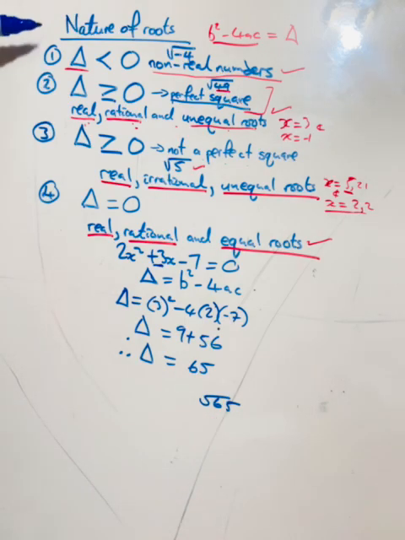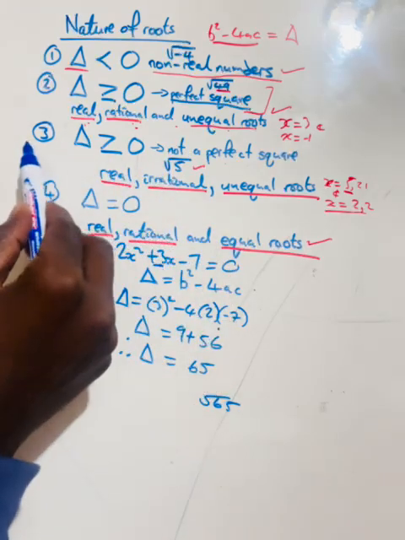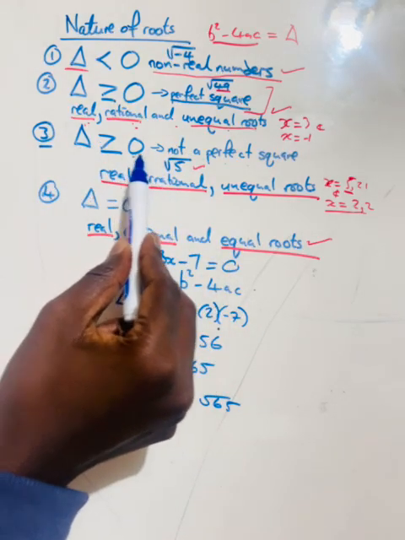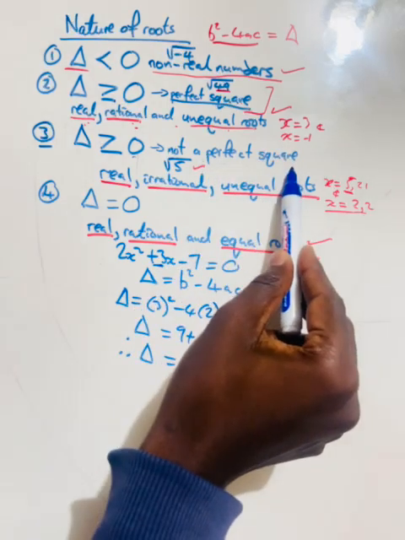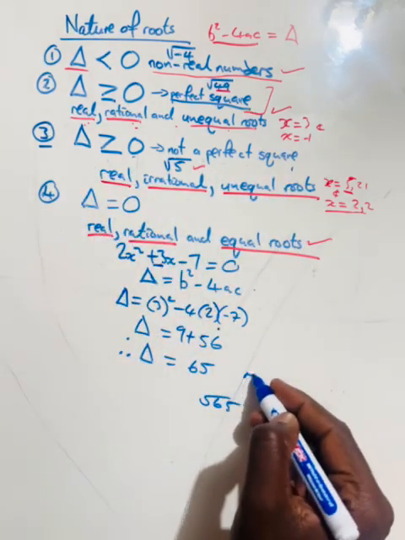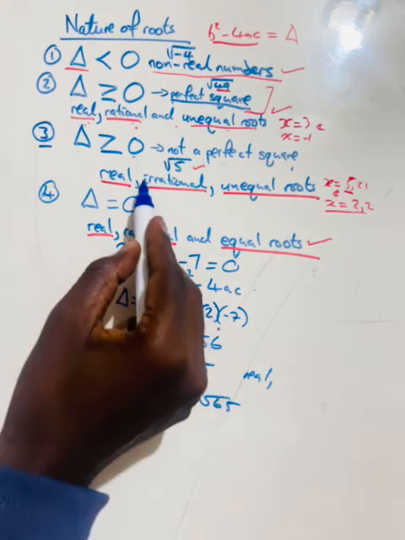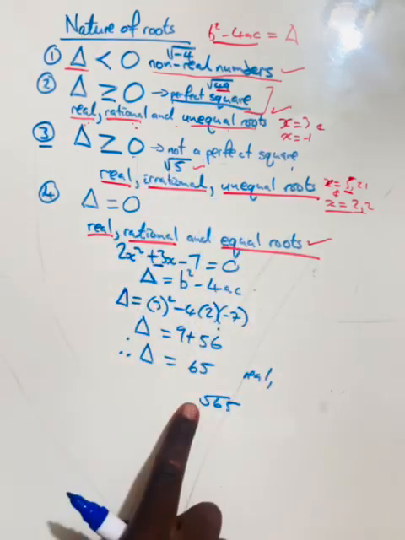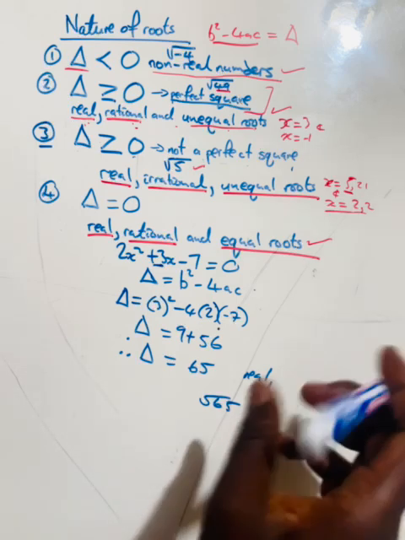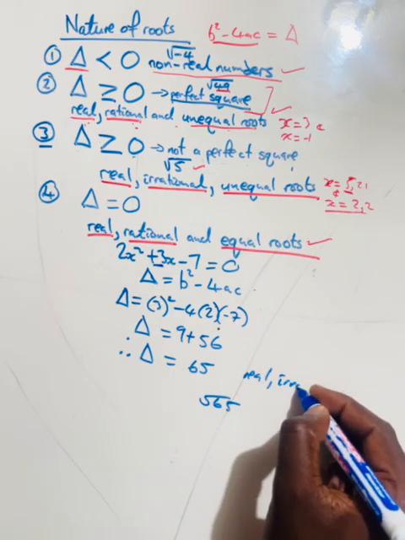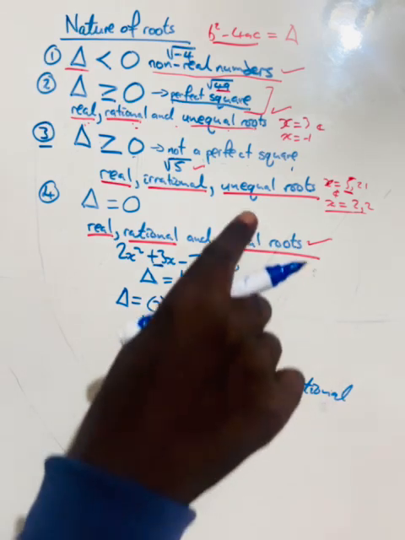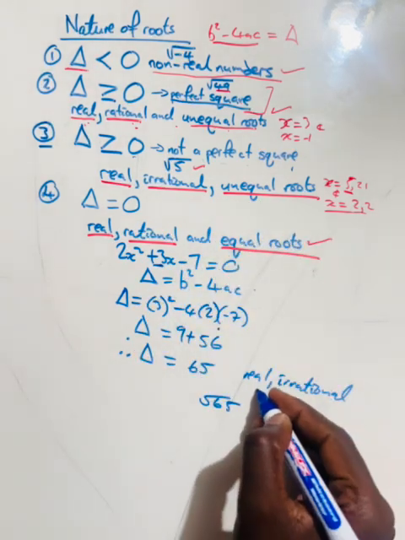So we come to our different solutions, and if you check the third one, it says when your delta is more than or equal to 0 and it's not a perfect square, it means it's giving you real numbers, right? So our solutions are real numbers, comma, irrational. Remember, any square root of a number that is not a perfect square gives us irrational, those non-terminating decimals. And the roots are unequal.